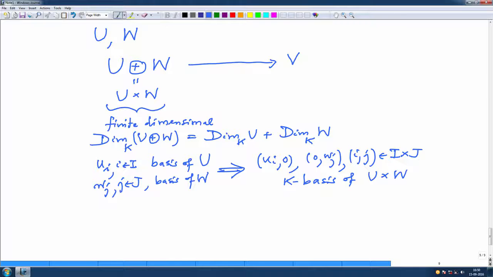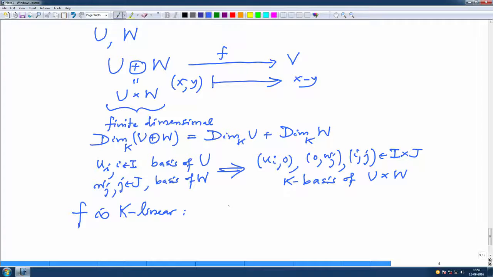And now look at the map which is defined from U direct sum W to V. There is a natural map. So, the pair (x, y) goes to x minus y. That is the definition of this map. So, let us call this map F. What is easy to note is F is linear, F is k-linear.